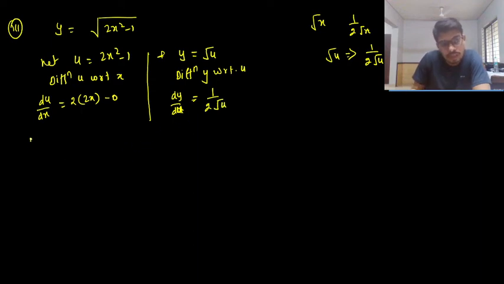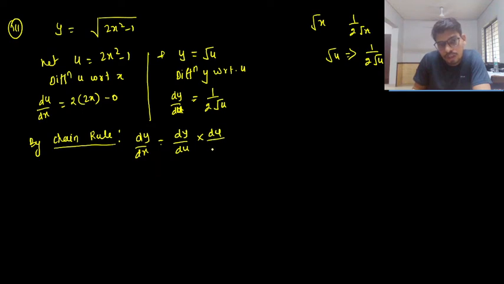Okay, by chain rule, dy upon dx will be dy upon du into du upon dx. So we have dy upon du is 1 upon 2 root u into its derivative. So here derivative 2 2s are 4, we got 4x. So here it is 4x.